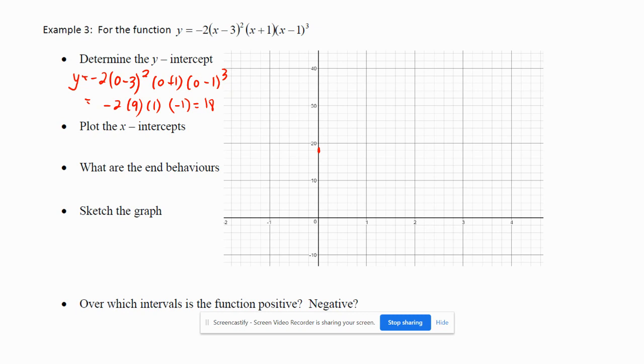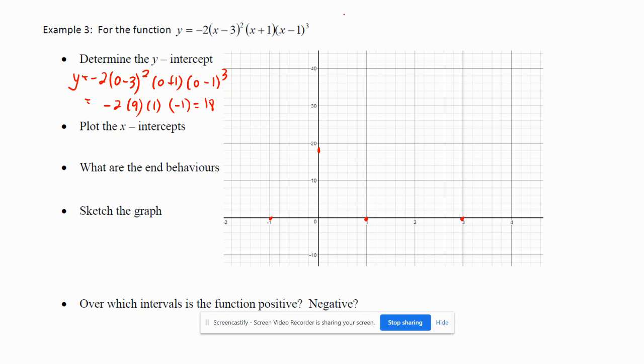Our x-intercepts: we have an intercept at x equals 3, since 3 minus 3 will make this factor equal to 0. So we have one here. We have one at negative 1. We have one at positive 1. Okay. What are the end behaviors?